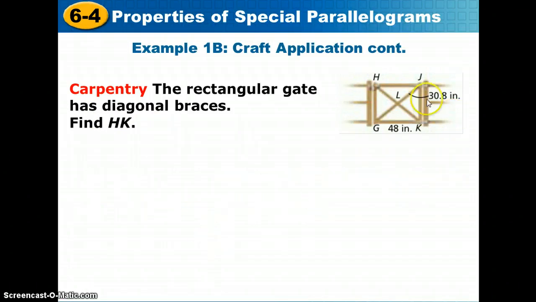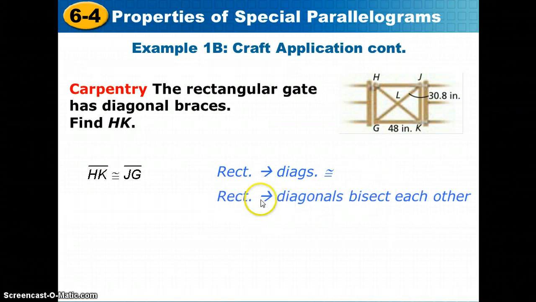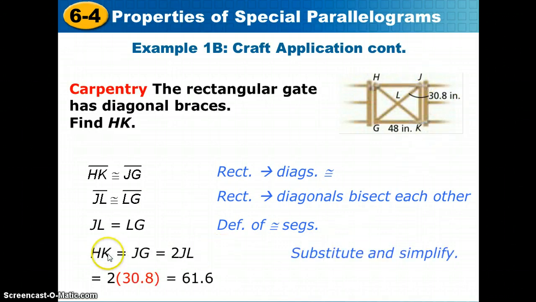Now the other part, finding HK, relies on the fact that the diagonals are congruent in a rectangle. So HK and JG are the same. And in a rectangle, because it's a parallelogram, diagonals bisect each other. So JL and LG are the same length, and JL is 30.8. So HK is the same as JG, which is 2 times JL. So we're going to take 30.8 and double it to get the full length of a diagonal. So HK and JG, both diagonals, are 61.6 inches.